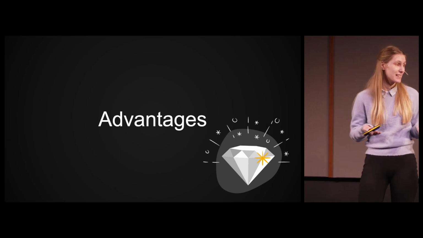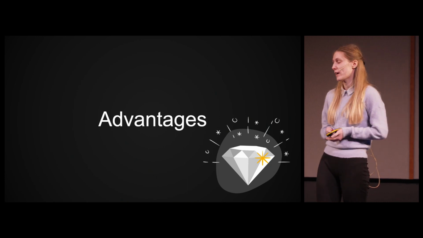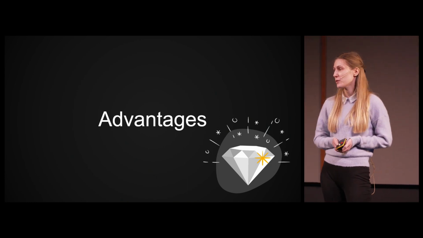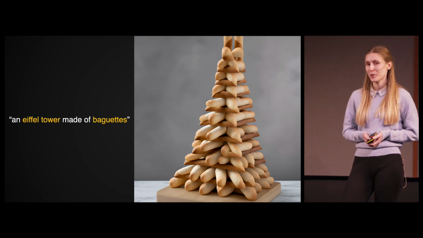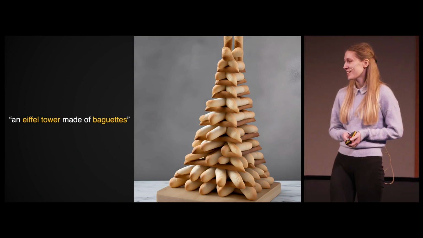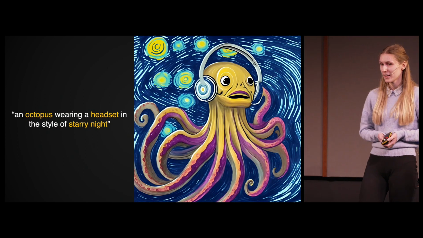And if you want really specific things, then you might have to go somewhere else, but it's really good at trying out different things. For example, you could create a baguette Eiffel Tower. I don't think many of you have seen that before. Or you can create an octopus with a headset in a starry night.